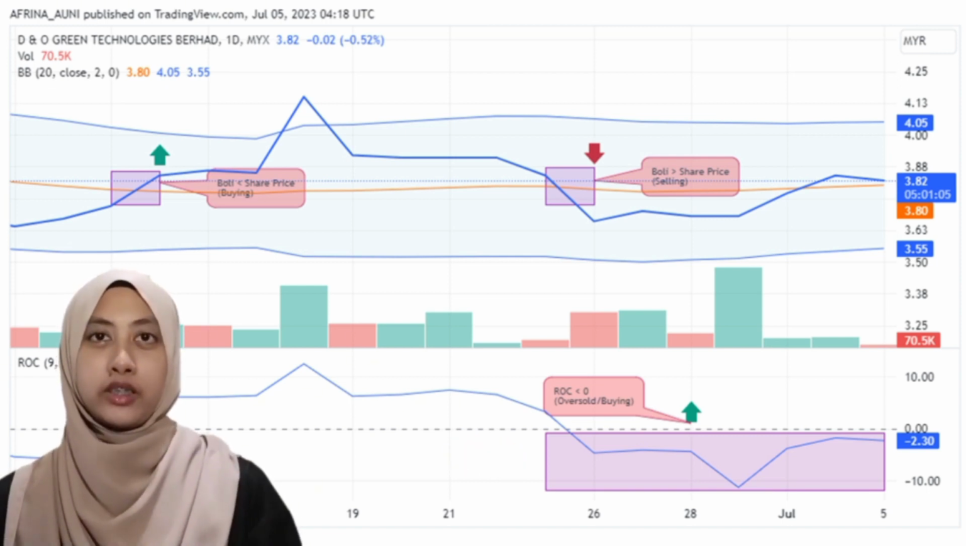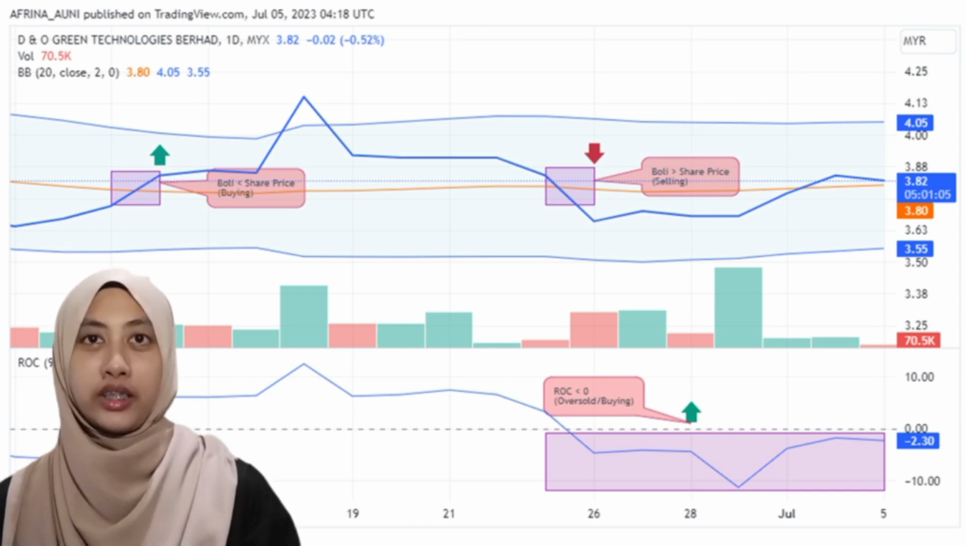I would recommend the investor to buy this stock now because there are more buying signals than selling signals. So this is the right time for investors to gain profit from DNO stock.